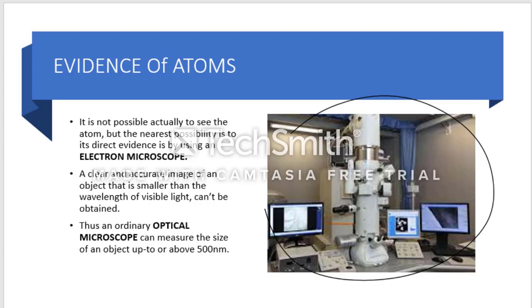A clear and accurate image of an object that is smaller than the wavelength of visible light cannot be obtained. If you consider a wave here, the distance between two consecutive troughs or two consecutive crests is called the wavelength. It is represented by the symbol lambda. Thus, an ordinary optical microscope can measure the size of an object up to just 500 nanometers.